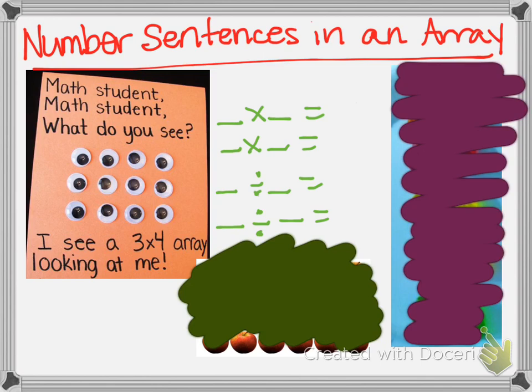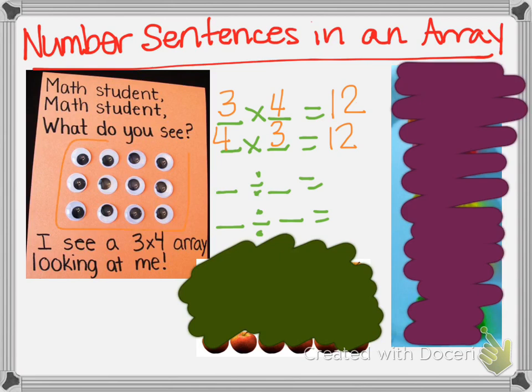So I see 1 row, 2 rows, 3 rows. 3 rows, and there's 1, 2, 3, 4 in every row, and we know the total is 12. So one of the multiplication sentences is 3 times 4. All right? Let's do this a different way. I see columns in my array. I see that I've circled 4 columns with 3 in each column, and I know the total is 12. So that's my other multiplication sentence.